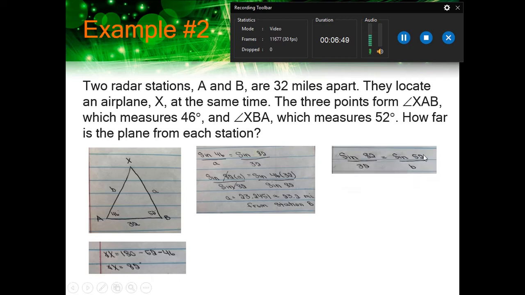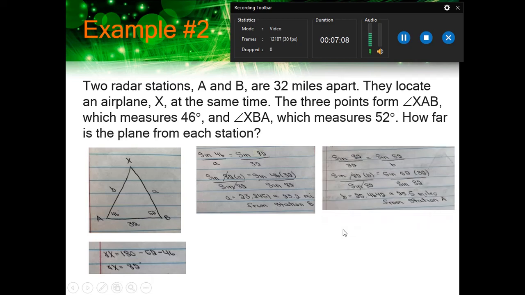Again, I'm going to use the sine of 82 over 32, which is something they pretty much provided me, and now sine of 52 is to B. So again, I'm going to cross multiply. We'll divide both sides by sine of 82, and my answer for side B, I'm going to round to the nearest tenths, 25.5 miles.